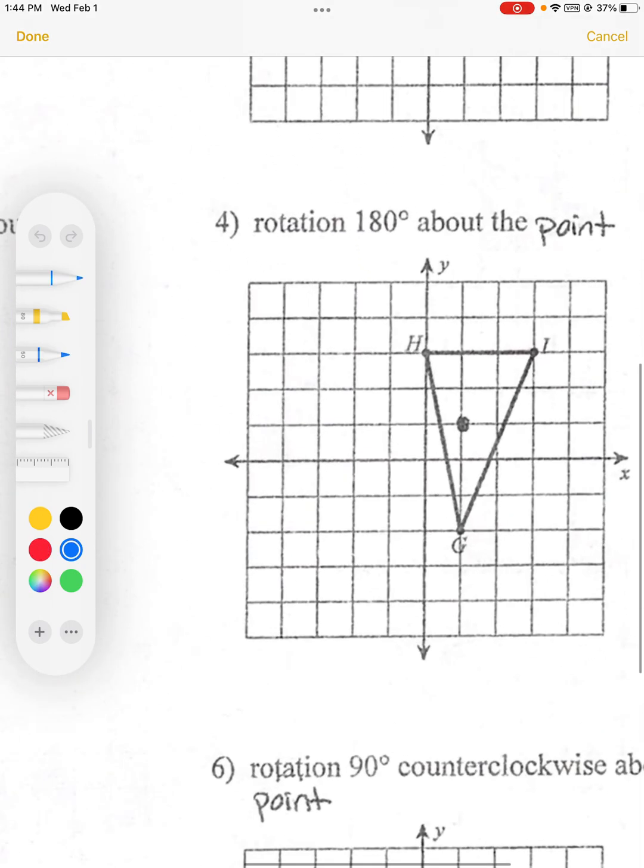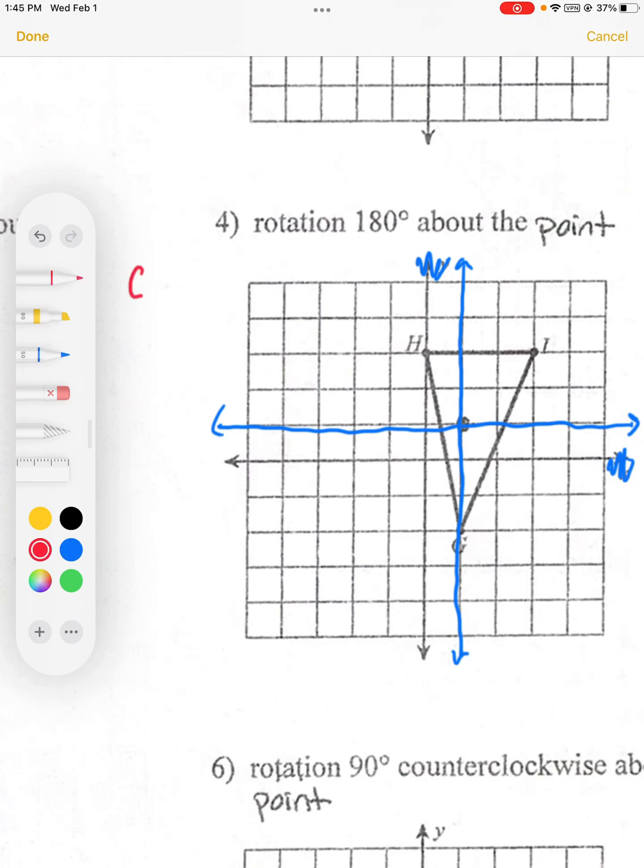So once again, I'm just going to put back in our axes through our point that we were rotating around. We're going to disregard the other one. We're not going to use that. We have our points. G is 0, 3. That's just left over from what we already did. I'm just copying it back over. H was 1, negative 2. And I was negative 2, negative 2.